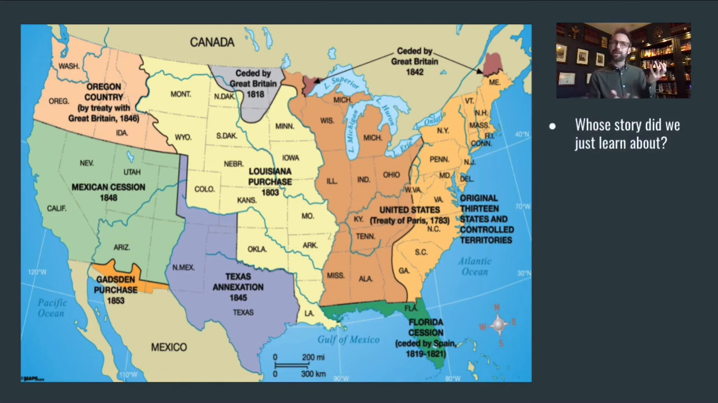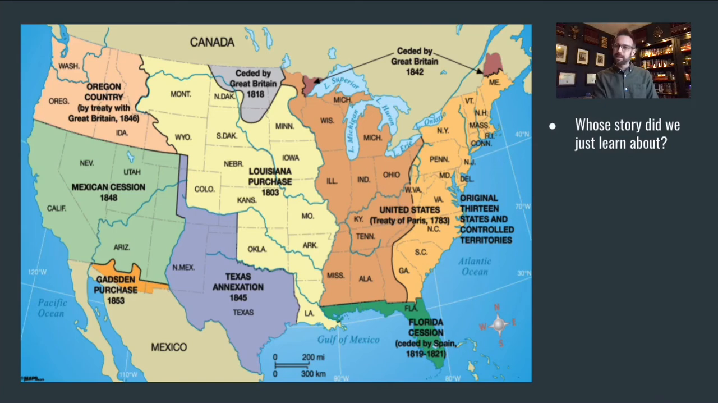And we can look at that by looking at this map, right? For me, it's on the other screen. We can see that it mentions the United States, so it's definitely our story, right? We can see Spain is mentioned for Florida. We can see Mexico is mentioned. We can see Great Britain is on there several times. And we know France is implied because of the Louisiana Purchase, even the Treaty of Paris. So those are the stories that we're learning about, but it's mostly from our eyes, right? Because it's our story of, for you guys, westward expansion.